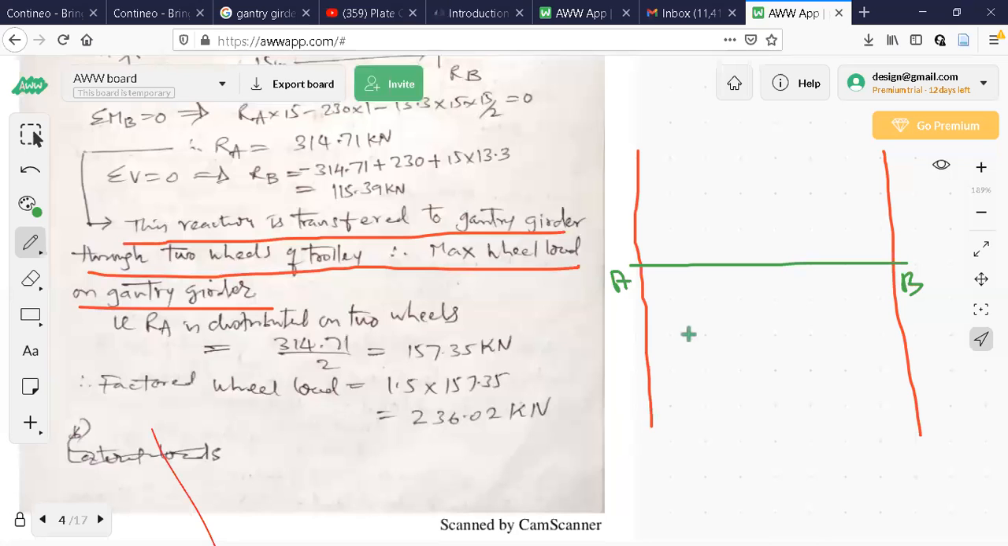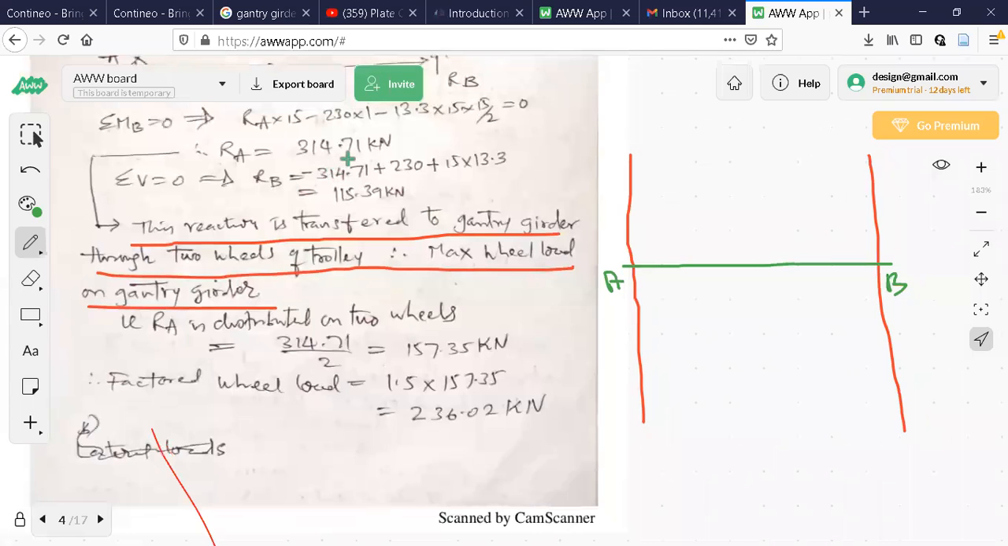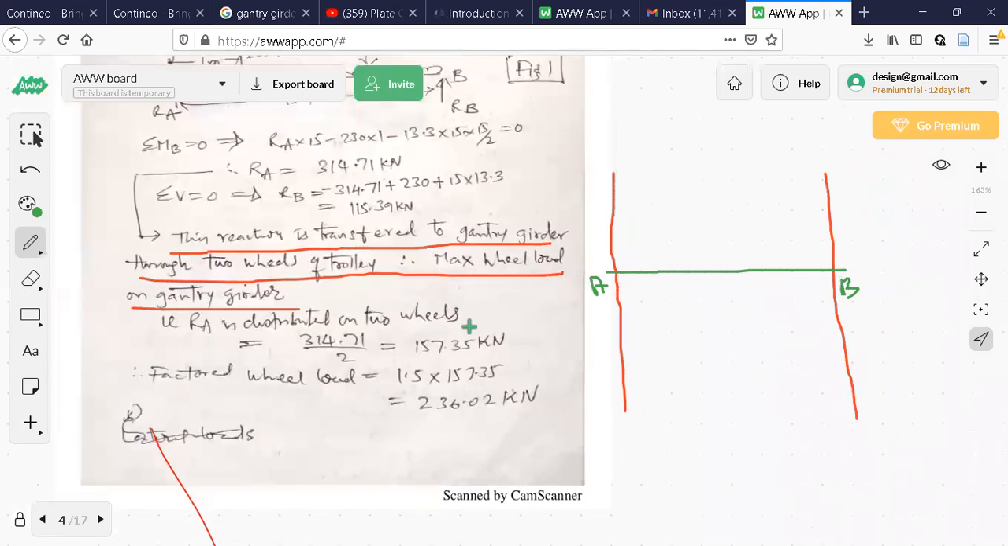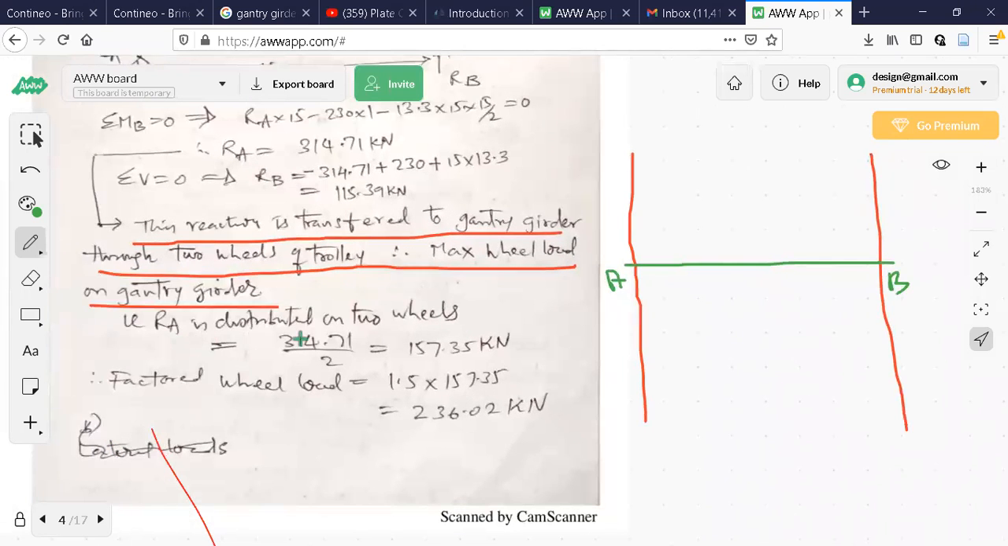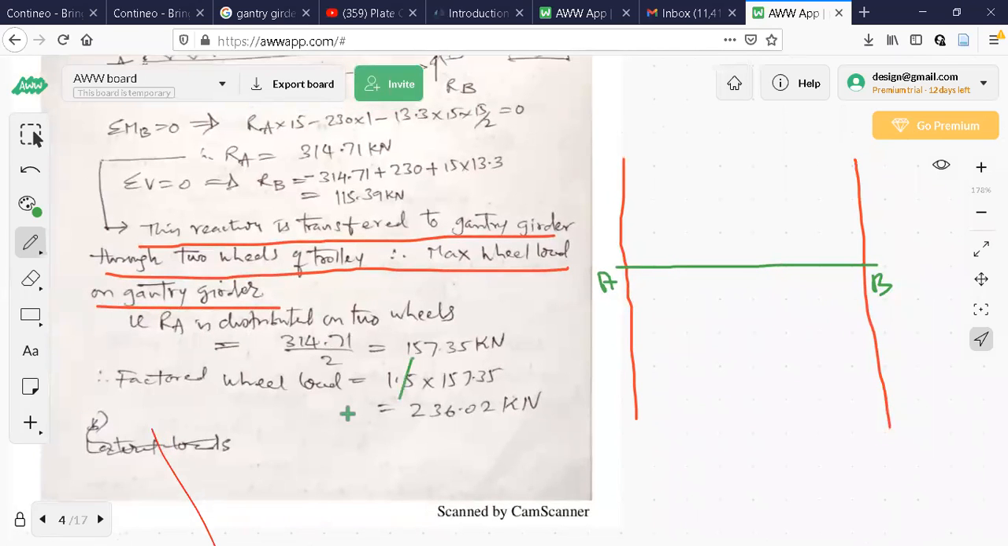For example, the reaction at A was 314.71. The reaction at B was 115. The reaction at B is less. That much of the reaction of the crane girder will become point loads on the gantry girder. So out of these, whichever is more, I should consider right now. More is RA. So RA is distributed on two wheels.